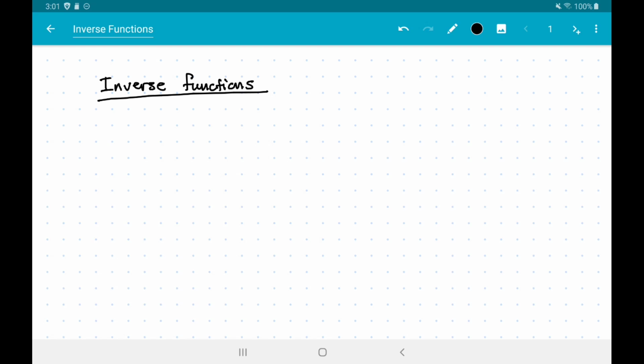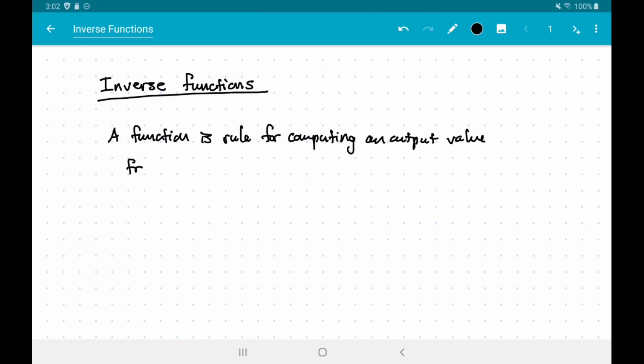In this video, I'm going to do a review of inverse functions. Now, if you'll remember, a function is a rule for computing an output value from an input value.